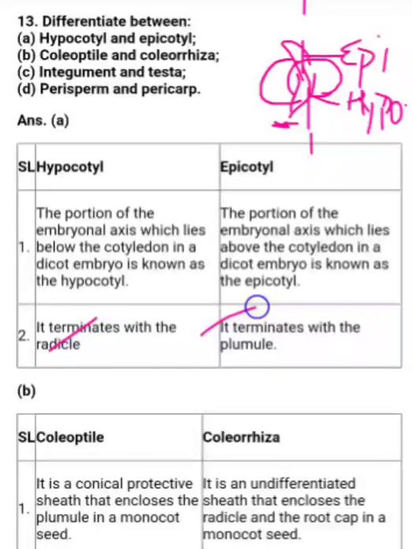Now next is difference between coleoptile and coleorhiza. Coleoptile is the protective covering sheath which encloses the plumule in a monocot seed. These two structures are found in the monocot seed only, and this is the protective covering of plumule, this is the protective covering of radicle and root cap in the monocot seed.